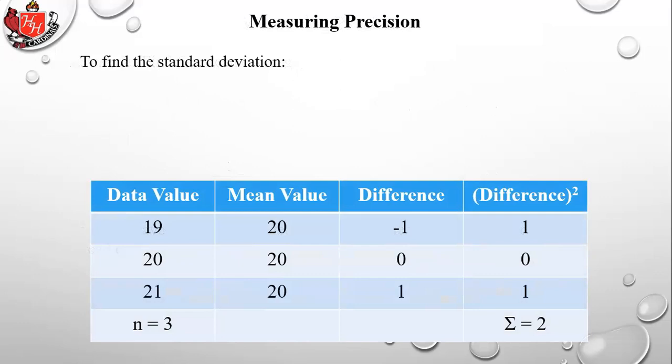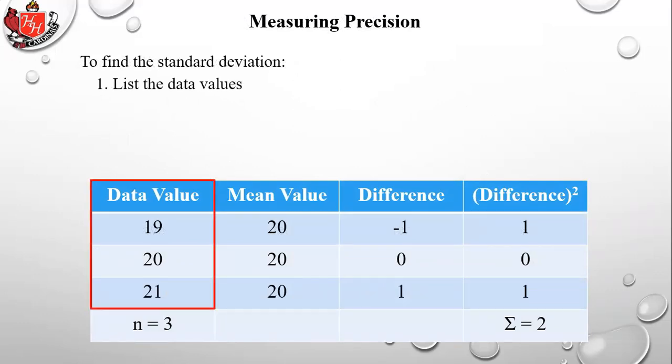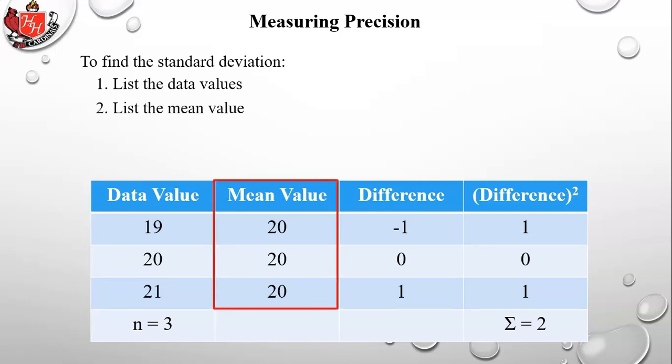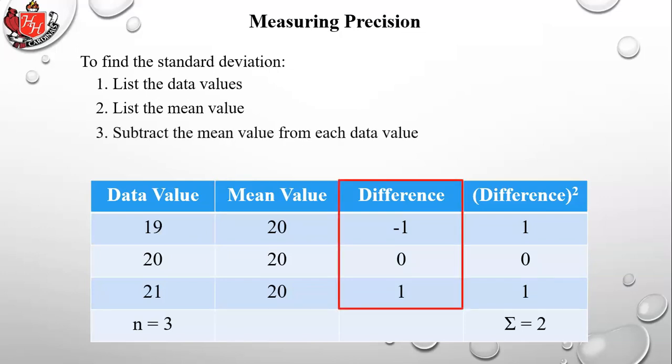So here's a data table. So first, you list the data values. So there's 19, 20, 21. We're taking set 1 first. Then you take the average, which is called the mean in statistics, right there, and you put that in all three rows right there. Then you take the difference, you subtract. So 19 minus 20 is negative 1, 20 minus 20 is 0, 21 minus 20 is 1.